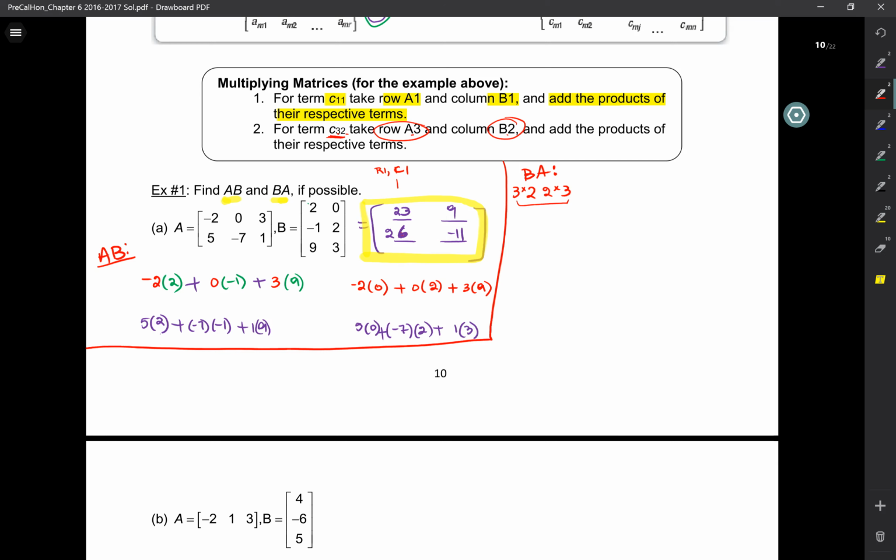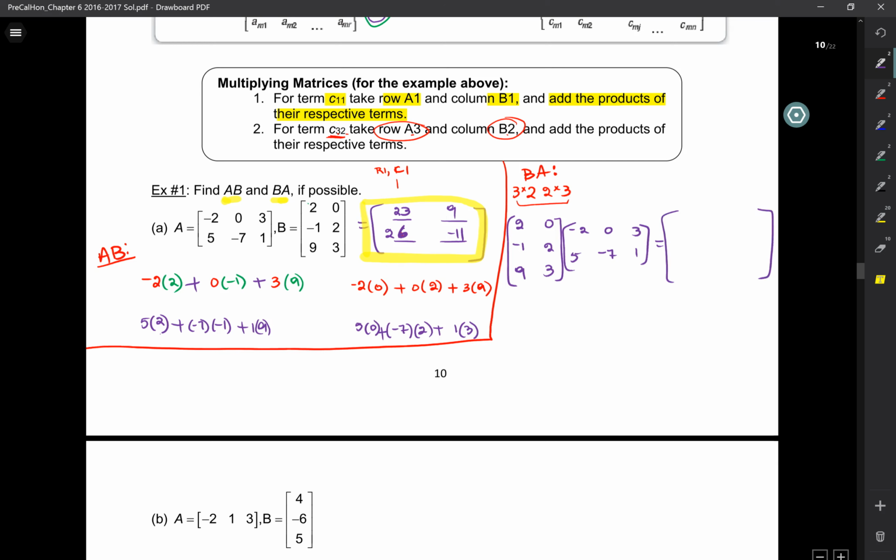All right, so let me write the matrices in the same order first of all. So 2, -1, 9, this is B, 0, 2, 3, times A, -2, 0, 3, 5, -7, 1. And the result is going to be a 3 by 3. All right, so we're going to do the same process. First column, first row, and so on.